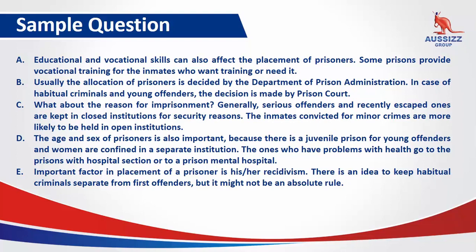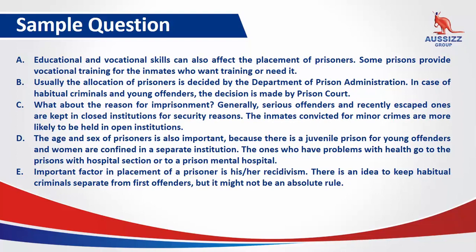What about the reason for imprisonment? Generally, serious offenders and recent escaped ones are kept in closed institutions for security reasons. The inmates convicted for minor crimes are more likely to be held in open institutions. This sentence seems to imply that it's answering a question that is not answered in prior sentences.